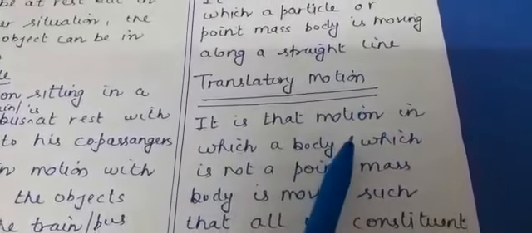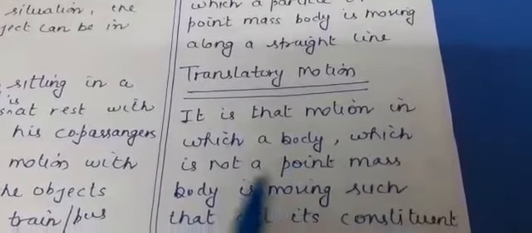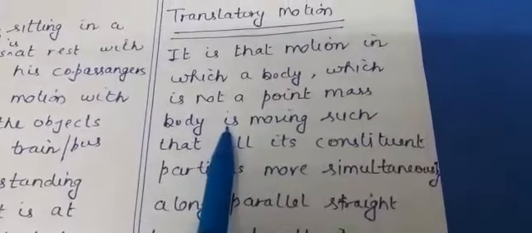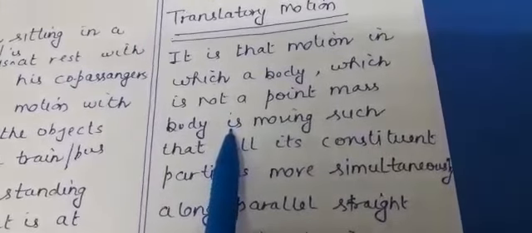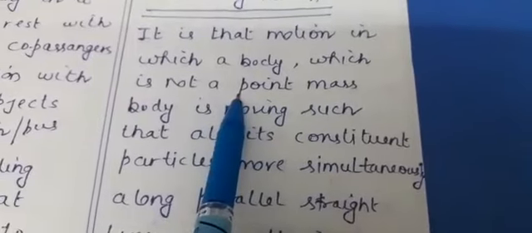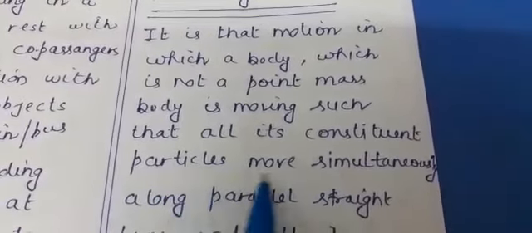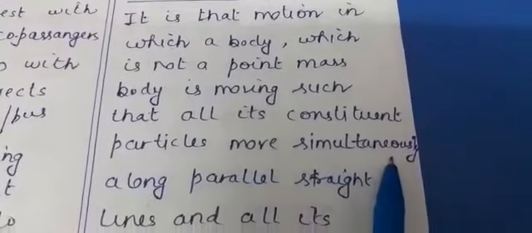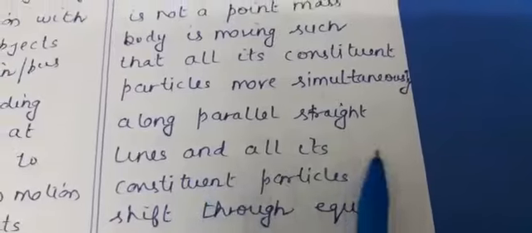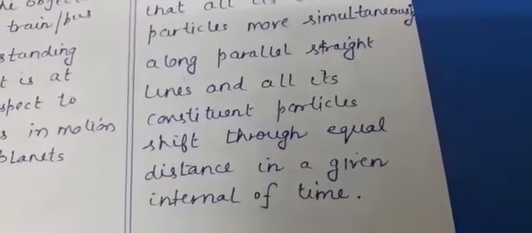Although the concept is quite similar, it is that motion in which a body, which is not a point mass body, actually a body consisting of a number of particles, is moving such that all its constituent particles move simultaneously along parallel straight lines, and all its constituent particles shift through equal distance in equal interval of time.